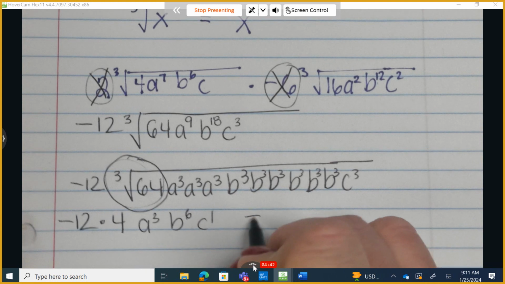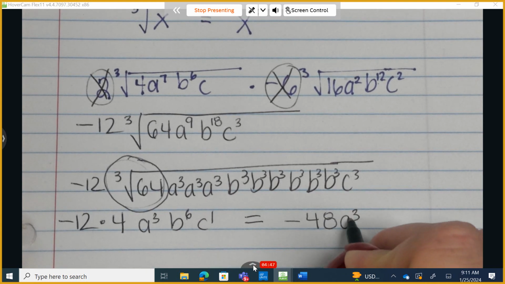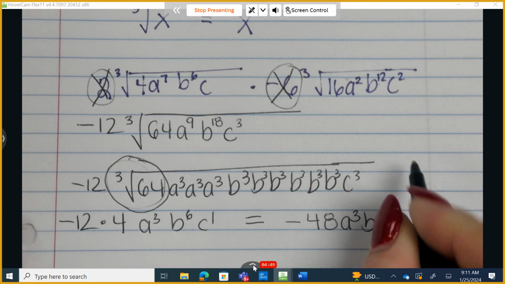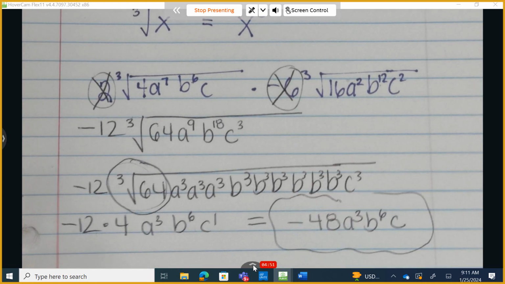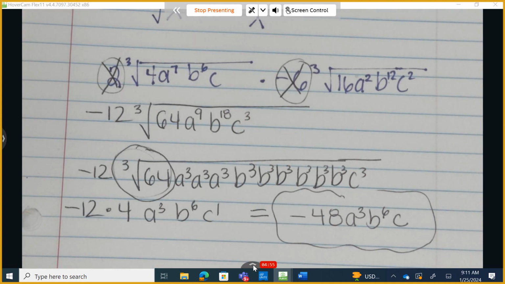1 group. My final simplified answer is negative 48, a to the 3rd, b to the 6th, and c to the 1st. This is my simplified answer from this original expression. Let's look now at number 2.